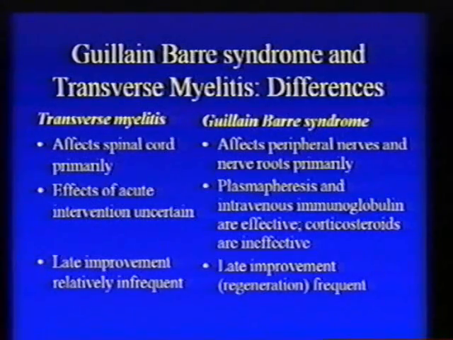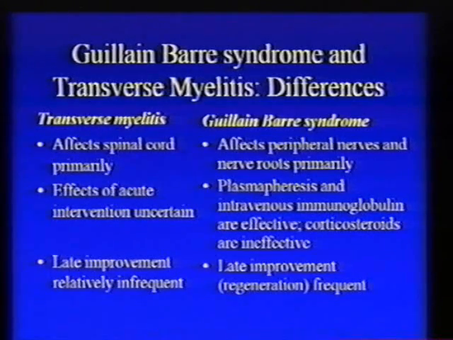There are important differences. Transverse myelitis, of course, affects the spinal cord primarily. Guillain-Barre affects the peripheral nerves and the nerve roots primarily. The effect of acute interventions in transverse myelitis, I think it's fair to say, is largely uncertain, whereas it's now absolutely clear that in the Guillain-Barre syndrome, two therapies, plasmapheresis and use of intravenous immunoglobulin, are effective.